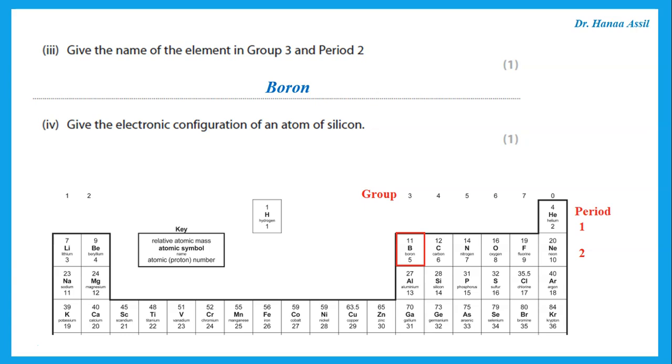Give the electron configuration of silicon. If we look at silicon, silicon has how many electrons? 14. The small number is the atomic number. It's the number of protons, and it's also the number of electrons in the atom. So how do we distribute 14 electrons? The first shell takes 2. The second shell can take up to 8. And we're left with 4 electrons in the third energy level.